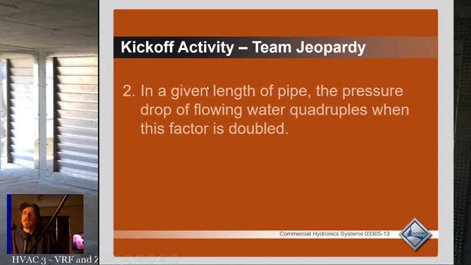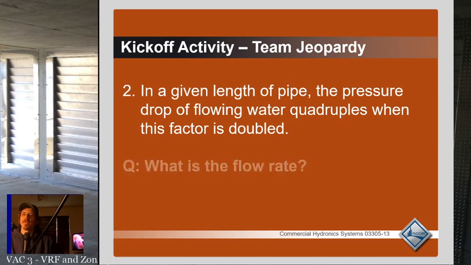All right. What's next? In a given length of pipe, the pressure drop of flowing water quadruples when this factor is doubled. Ooh, I don't know this one off the top of my head. The pressure drop of the flowing water quadruples when this factor is doubled. The velocity? The flow rate. Same thing, basically. So the faster the water is flowing through, the more the pressure is going to drop.